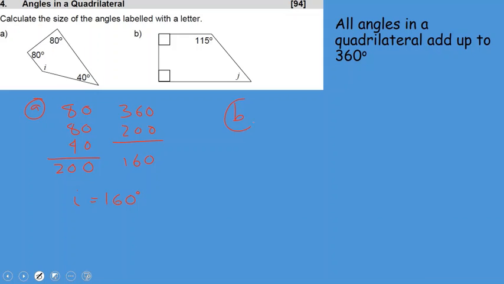So B, same thing, we're just going to add up the ones that we know. So just off the top of my head, I obviously know 90 and 90 is 180. So I'm going to add 180 to 115. So 295. All I'm going to do then is take that away from 360.